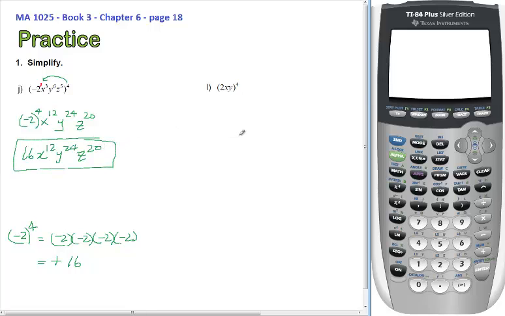Now this next one, I'll go a little quicker here. What do we get for the next one? Well, again, I see 2, no exponent on it. I'm putting in the 1, x to the 1, y to the 1, all to the power of 4. So it's 2 to the power of 4, x to the power of 4, y to the power of 4, and 2 to the power of 4 is 16. So that one is pretty quick as well, right? That's an easy one. So there's your answers for J and L on page 18. That's it for now.